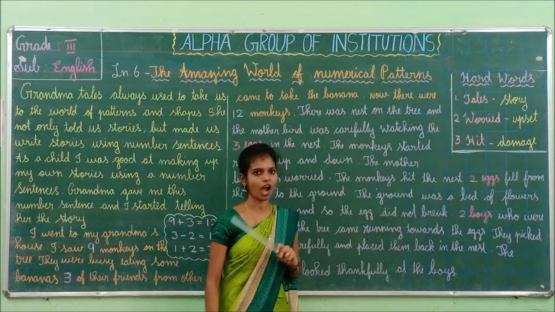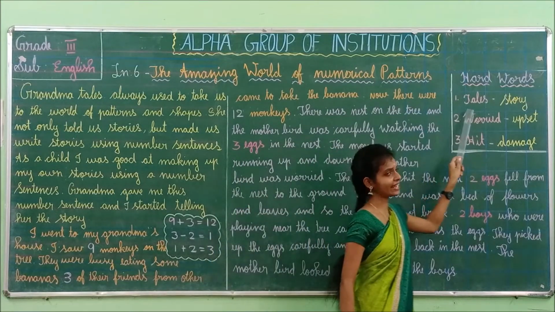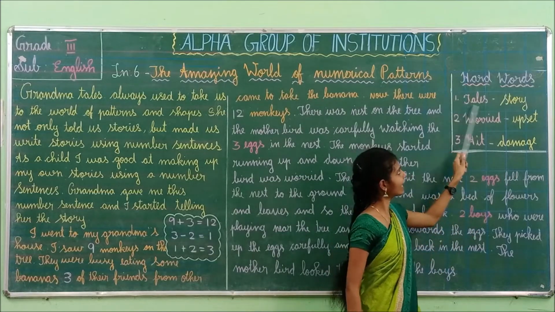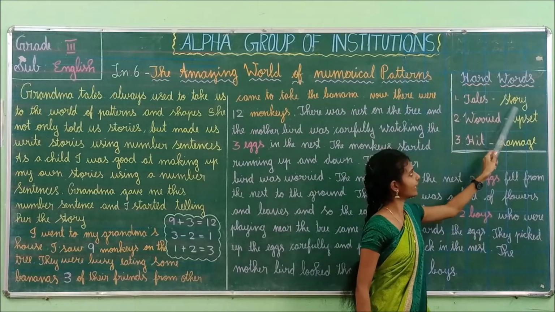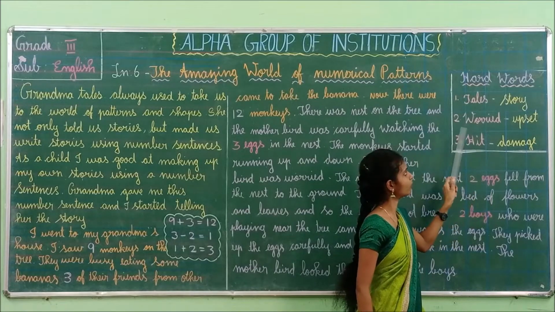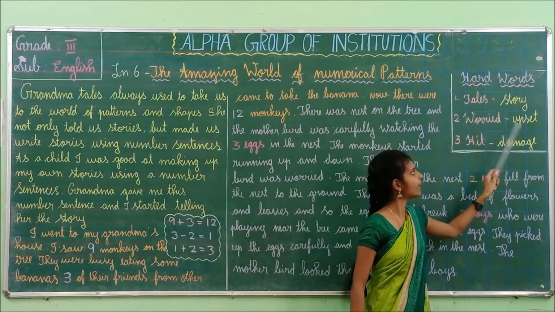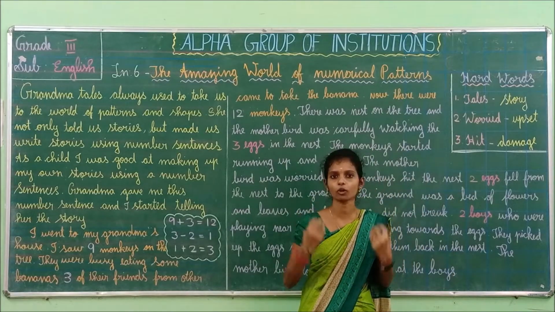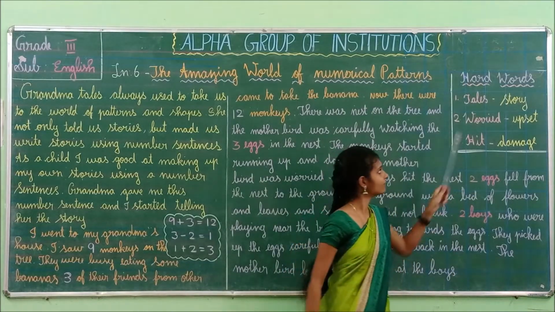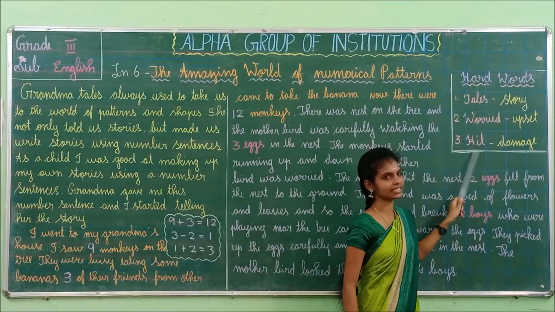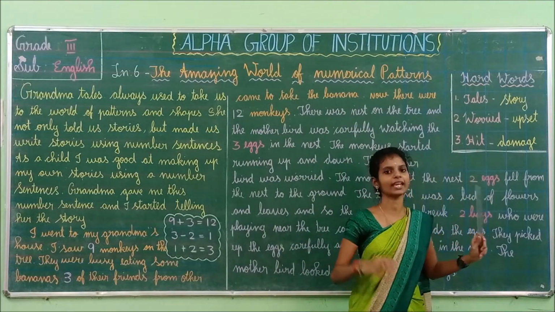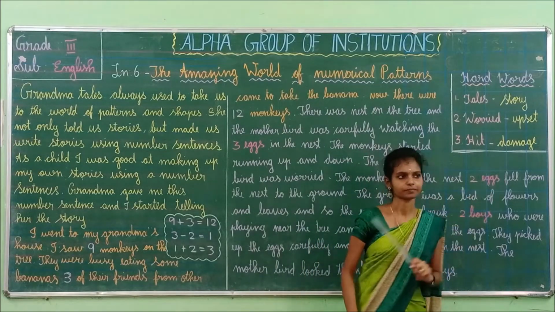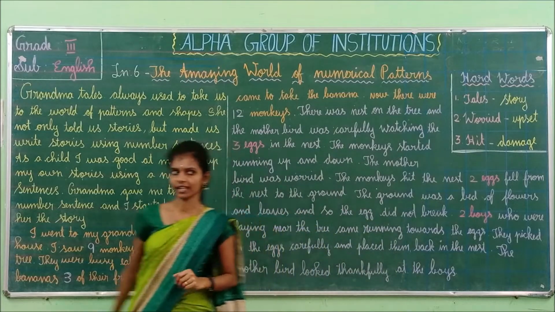Children, we will see the hard words. Tales. Story. What is meant by tales? Story. T-A-L-E-S. Tales means story. S-T-O-R-Y. Second one, worry. What does worry mean? Upset. If we worry about something, what will be our mindset? Yes, upset. Hit means damage, making damage to something. Okay, let's move on to the lesson.